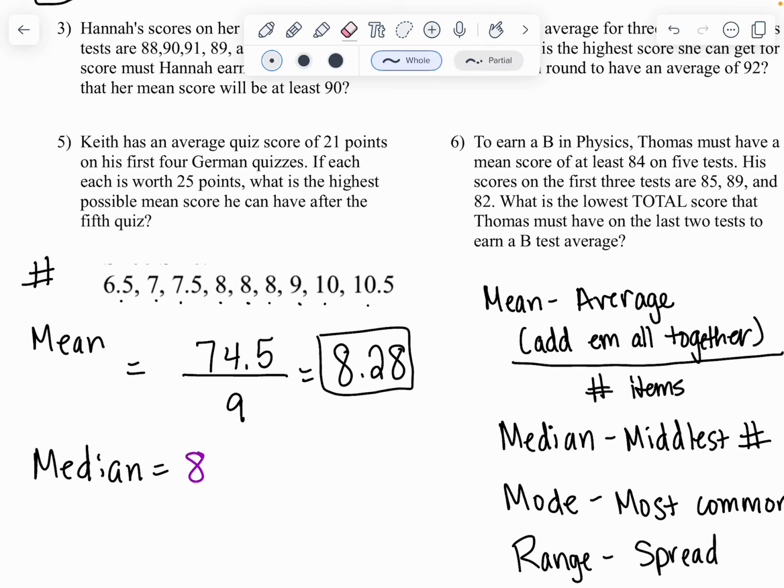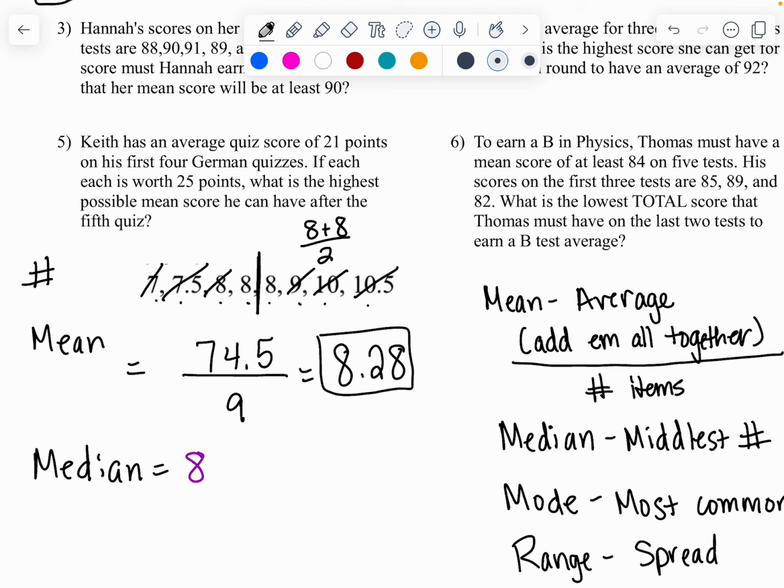Here's where we get in trouble though. What if, say for instance, I'm going to grab my white and I'm going to cross out 6.5. This is just a theoretical. What if we only had 8 numbers? And what would happen then? Because if I crossed out evenly, uh-oh, now I have 2 numbers left. What you have to do is look for what's exactly in the middle of those 2. And how you do that is you add them together, 8 plus 8, and then divide by 2. So that would be 16 divided by 2, which of course is 8. I mean, right in the middle of 2 8s is 8.